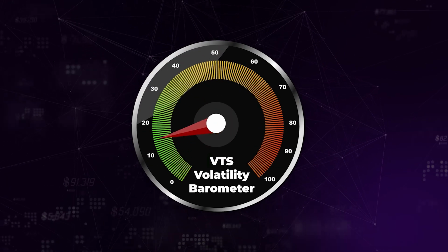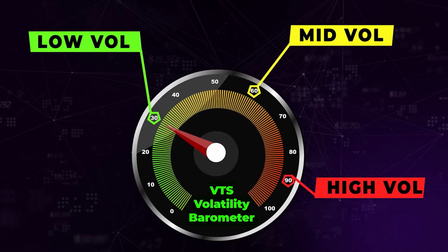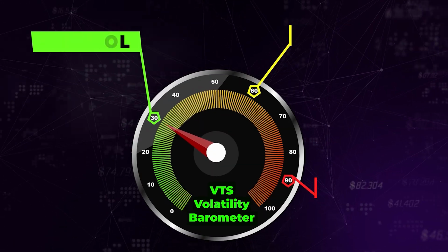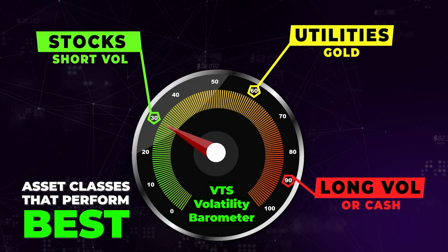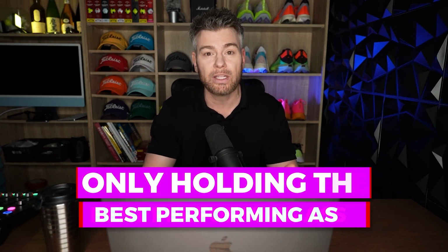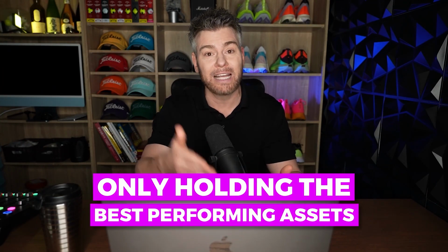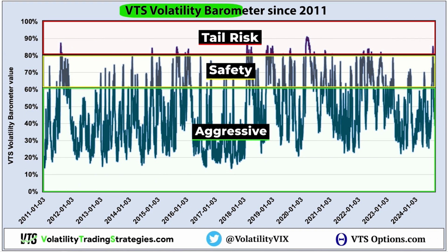Fancy words, but what it means is I'm using my VTS volatility barometer to quantify the current volatility level in the market, and then I'm only holding the asset classes that perform best in that specific environment. The point is, through effective volatility targeting, we can make sure that we are only holding the asset classes that perform best at that time. And the cornerstone of my work here is my VTS volatility barometer. Let me illustrate how it works.